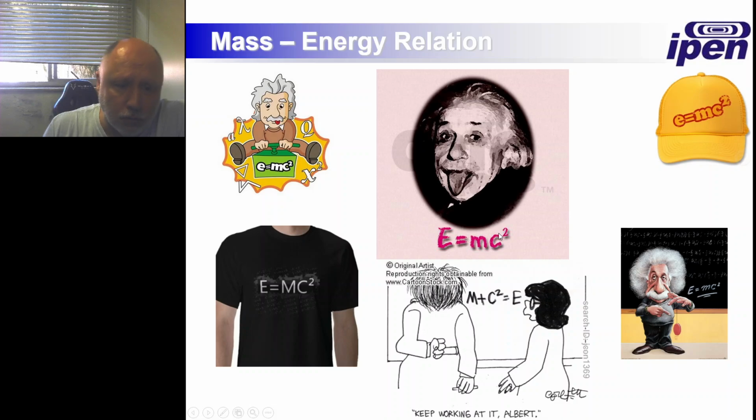c squared is a constant. It's the speed of light in vacuum, right? So, what it means is energy is the same thing as mass, differing only by a constant, right? That's what it means. This equation means that energy is the same thing as mass and vice versa. It also means that you can translate energy into mass and mass into energy, right?